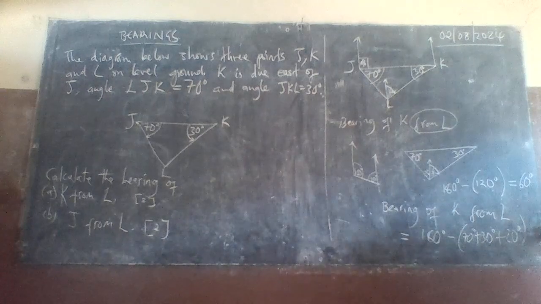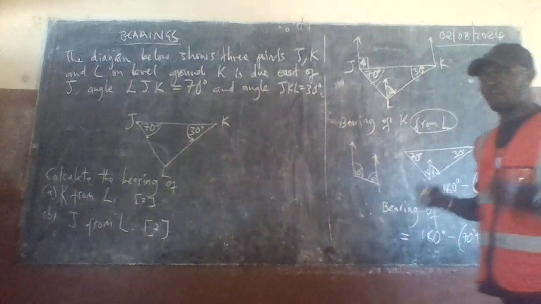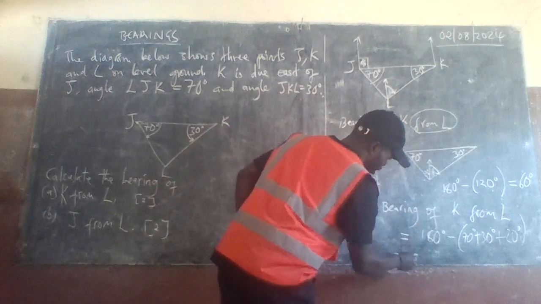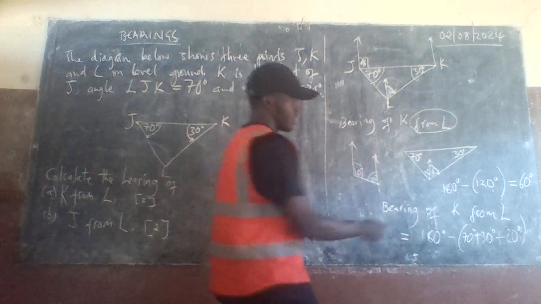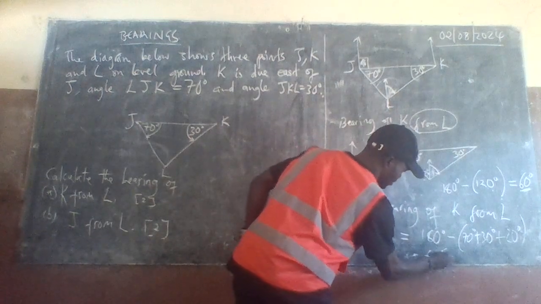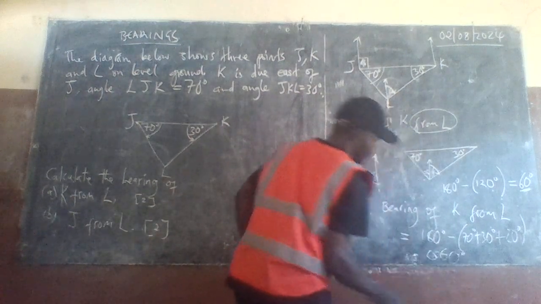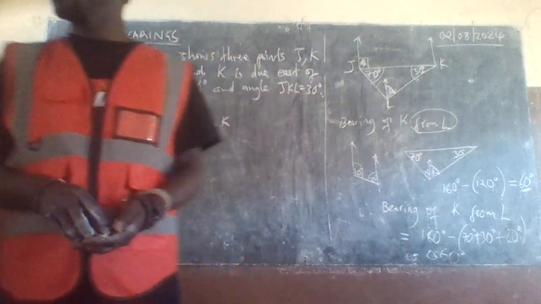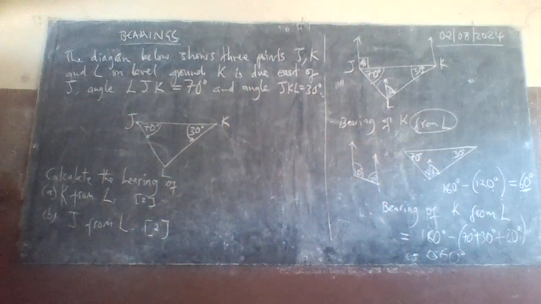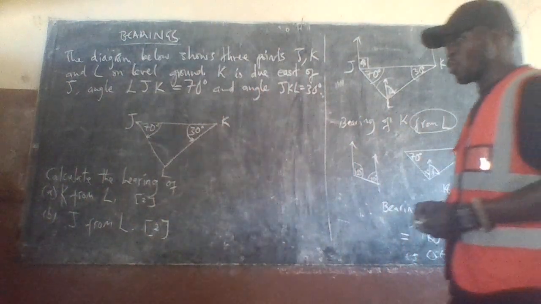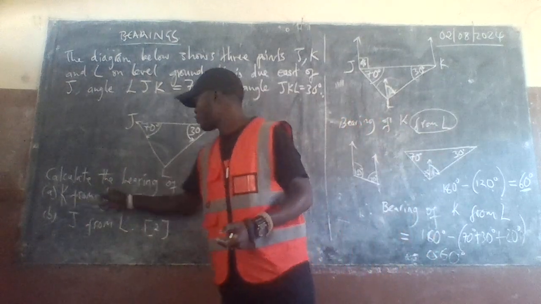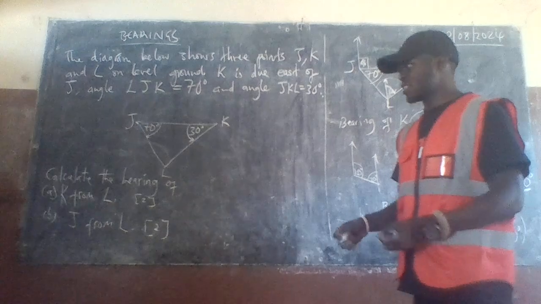But we know that a bearing is always 3 numbers. A bearing is always 3 numbers. So after the subtraction, we have found 60 here. So we'll just write a 0 in front, like that. Therefore, the bearing is 0, 6, 0 degrees. That is the case. So we are done with the first question, which is saying the bearing of K from L.